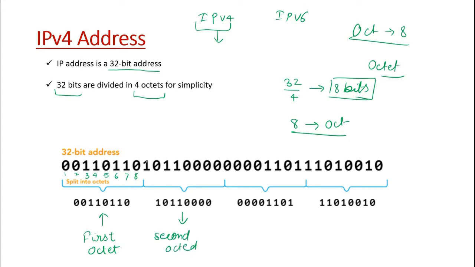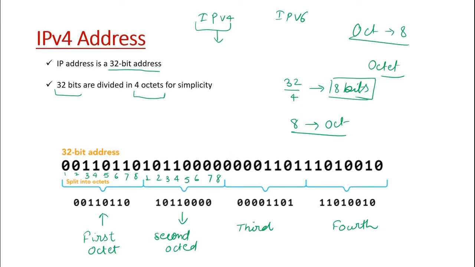So these are also the 8 bits. Let's count it: 1, 2, 3, 4, 5, 6, 7, and 8. So obviously there are also 8 bits, and that is called the third octet. And the last one is called the fourth octet. So this is the concept of the octet. For simplicity, we have divided this number into four octets.